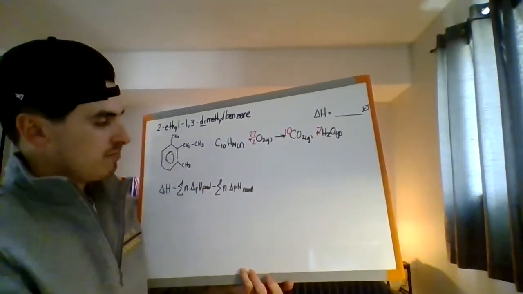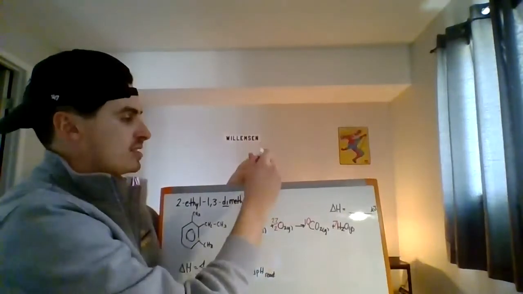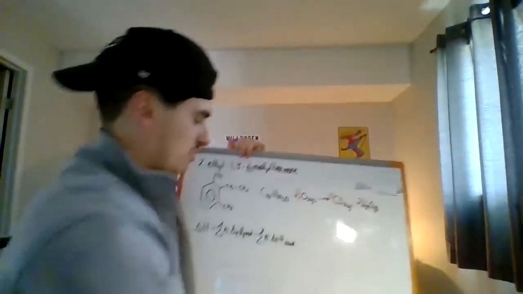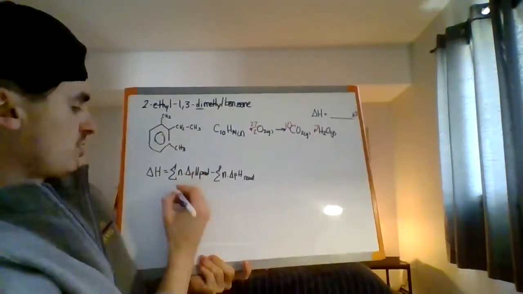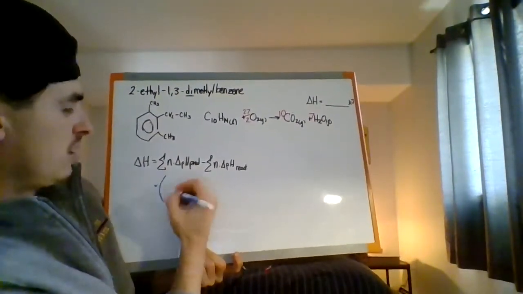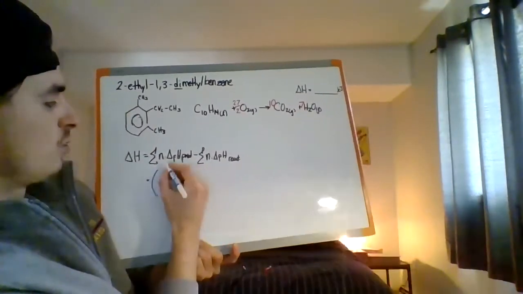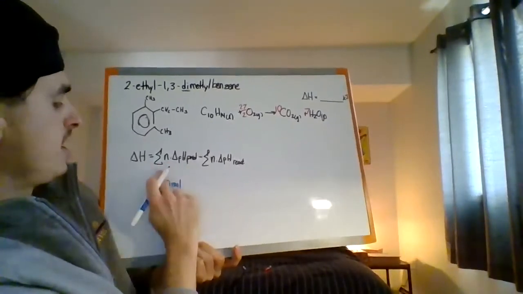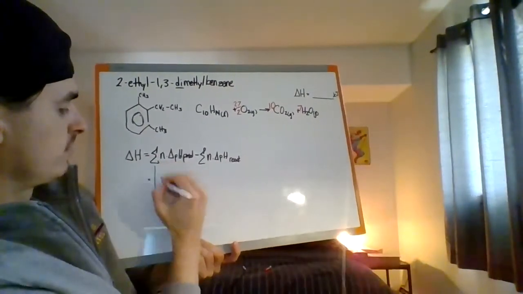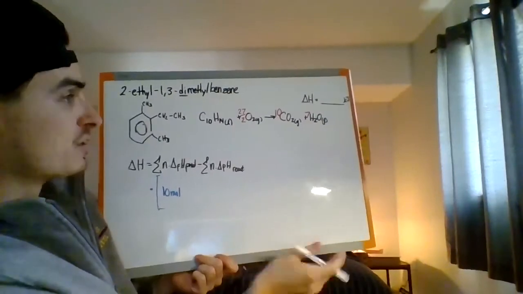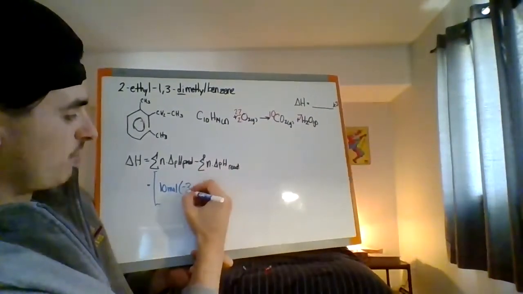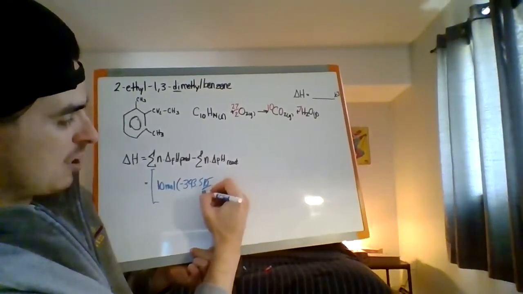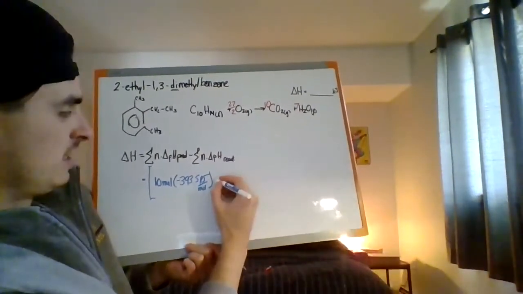Okay? And now I'm going to do Hess's law 2.0. Hess's law 2.0 says we need to first start with the products. So products are carbon dioxide. So n for carbon dioxide is 10 moles. And I'm just going to use square brackets here. And the delta fH for CO2 is negative 393.5 kilojoules per mole. How do I know that? It's in your data booklet.